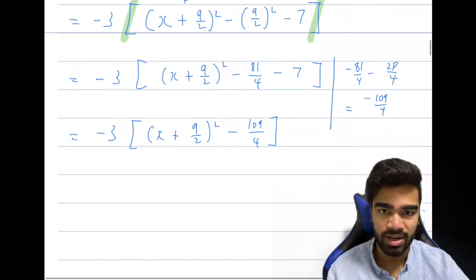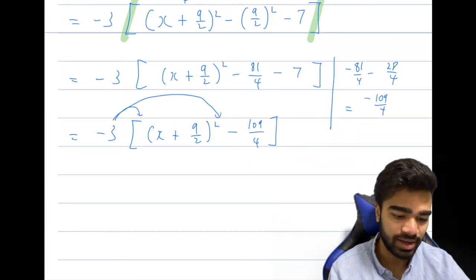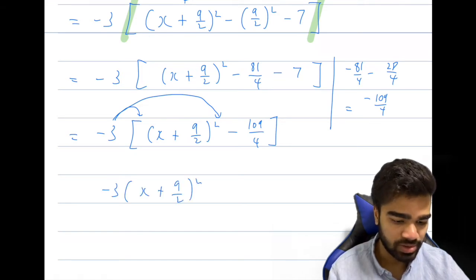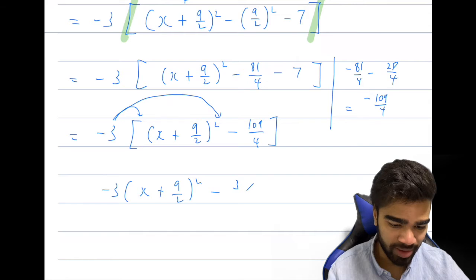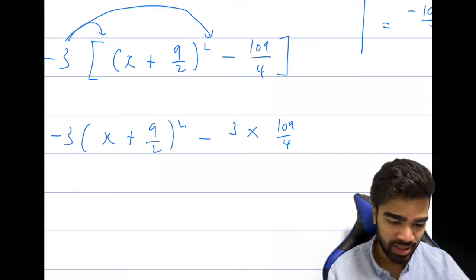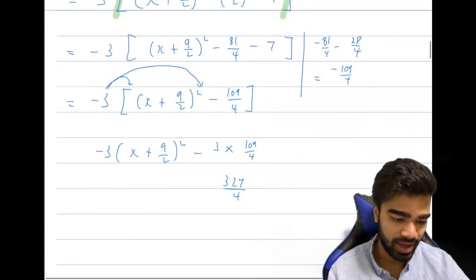Okay, but one last step, what we need to do is expand the negative 3 in. So it'll be negative 3 times (x plus 9 over 2) squared, minus, oh, this is an annoying number, but it's 3 times 109 over 4. Okay, so we need to figure that out. What's 109 times 3? That would be 327 over 4. Okay, so that's it.